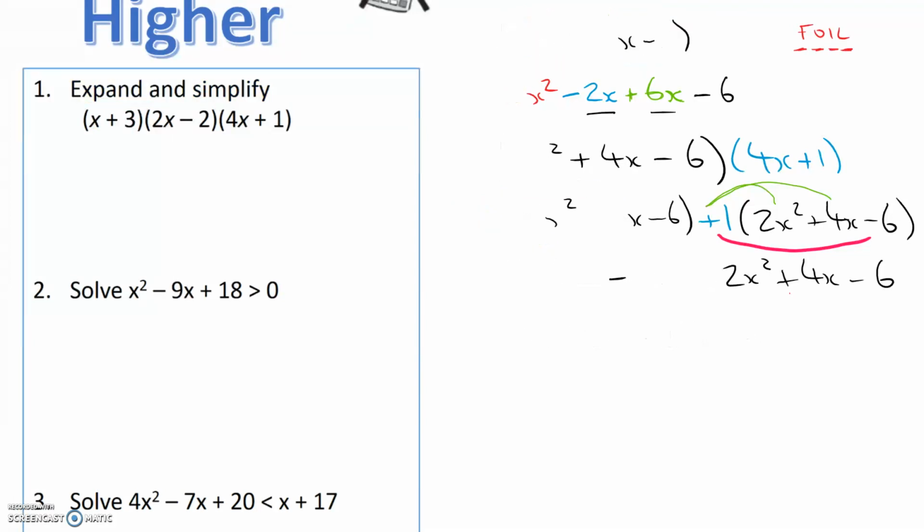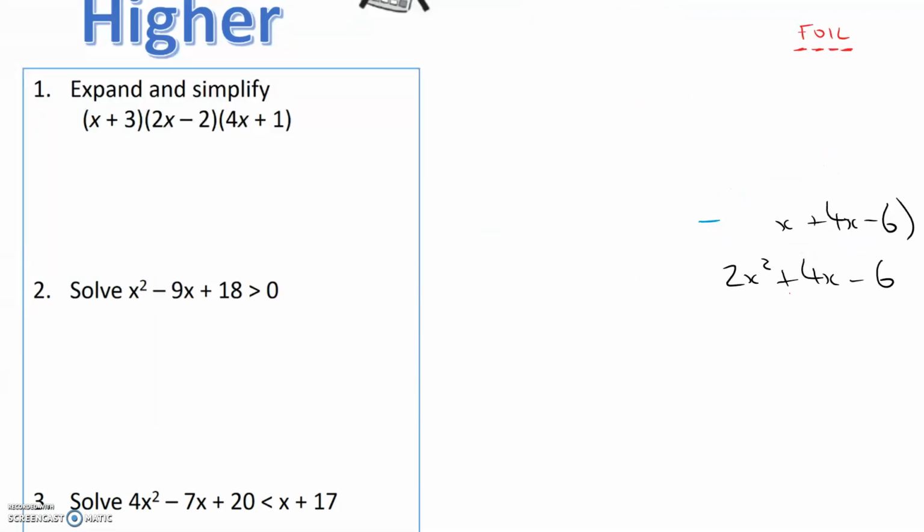Right, number 2 is where things start getting really tricky. So if you looked at this today and you're in year 10, don't panic. No one is expecting you to be able to do these ones just yet, but you will be able to. Right, number 2, solve x squared minus 9x plus 18 is greater than 0. So we've got a quadratic inequality.